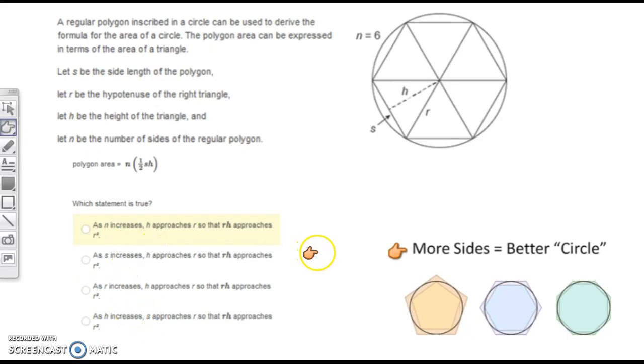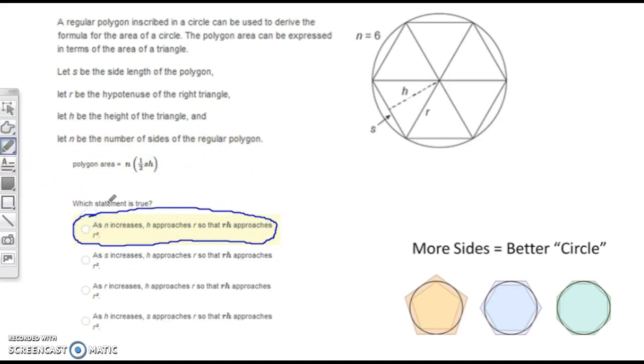Well, we want the number of sides to increase to get us as close as possible to the radius squared. And we have to go back up here and ask which one of these letters stands for number of sides. In this case, N stands for number of sides. So we want those number of sides to increase in order for it to get closer. So this one is going to be our answer.